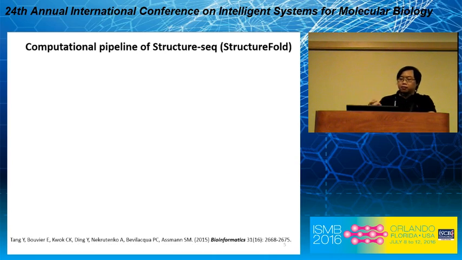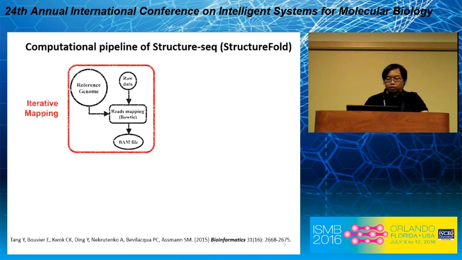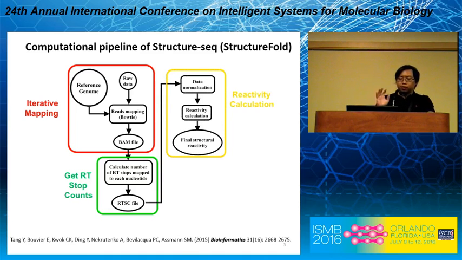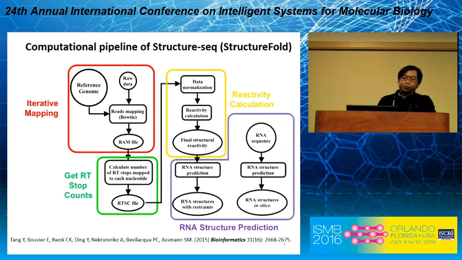After that, I developed this computational pipeline. First, we map all the reads to the reference genome, and then we calculate the number of RT stops that target each nucleotide. By targeting, I mean the one nucleotide going before the mapping position of this RT stop read, which is a real methylated site. After this, we do data normalization and develop a statistical model to derive the reactivity. Using this reactivity, we predict RNA structures, and we can also predict RNA structure directly from RNA sequence.